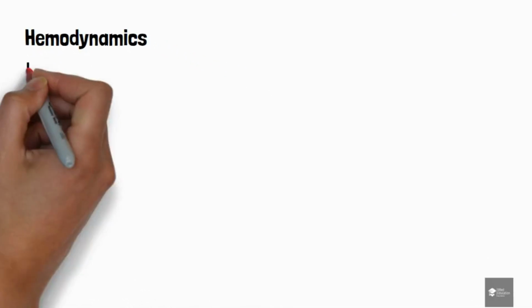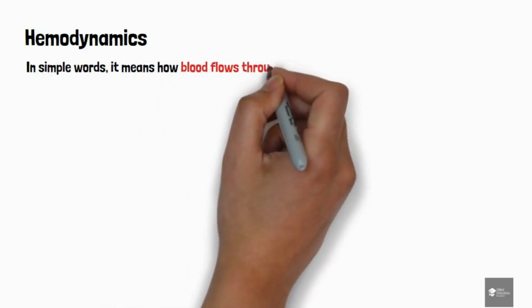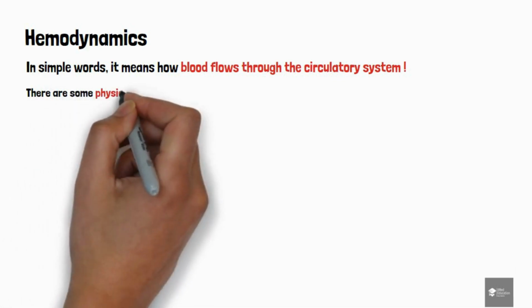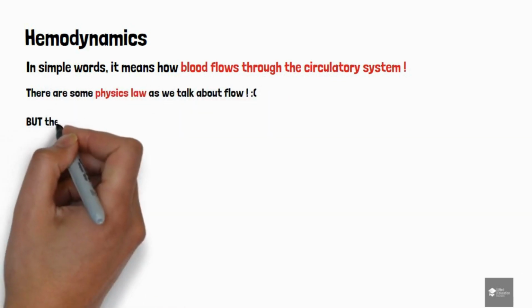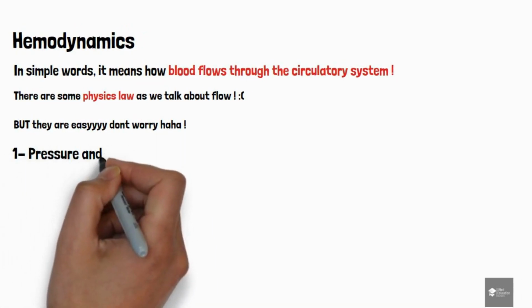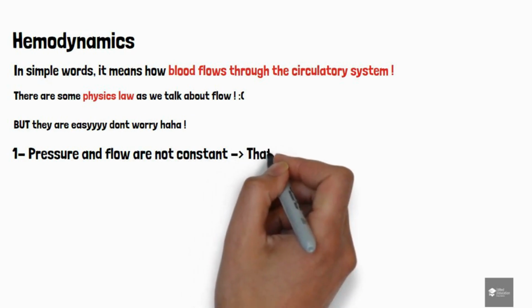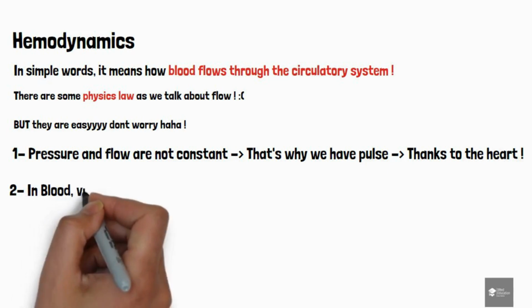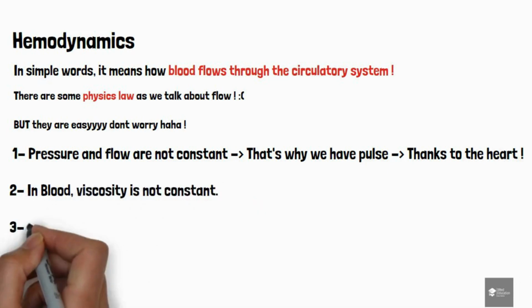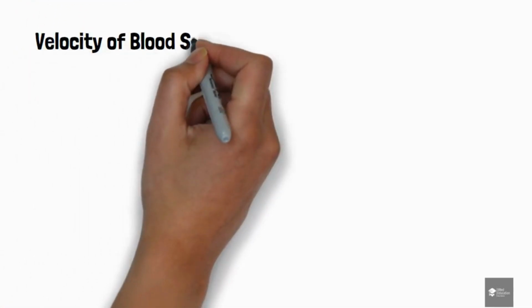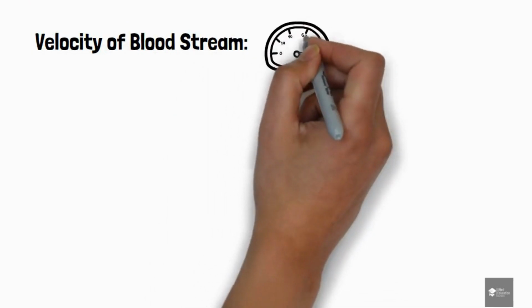Hemodynamics. Now let's talk about some physics. In simple words, it means how blood flows through the circulatory system. There are some physics laws as we talk about the flow, but they are easy, don't worry about them. First, pressure and flow are not constant. That's why we have a pulse thanks to our heart. Second, in blood, viscosity is not constant. And third, vessel walls are elastic. We're gonna talk about them in more detail, but let's start with the velocity of the bloodstream.